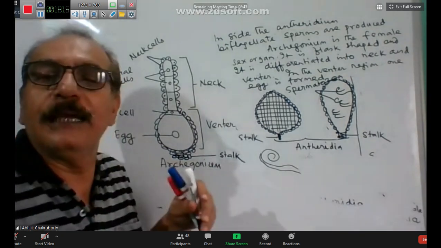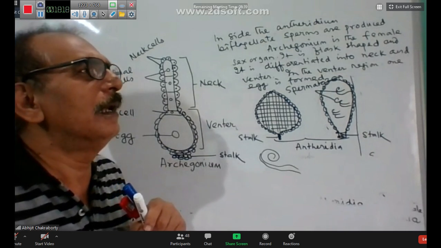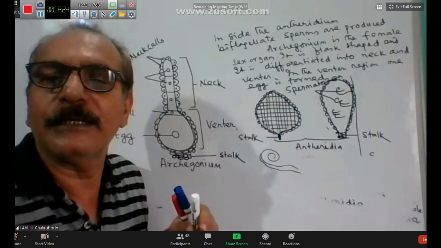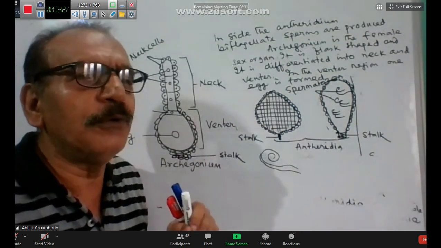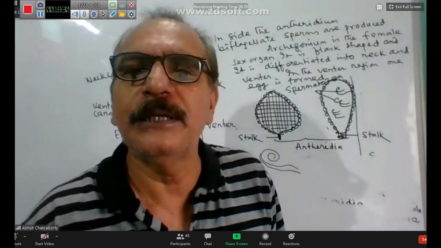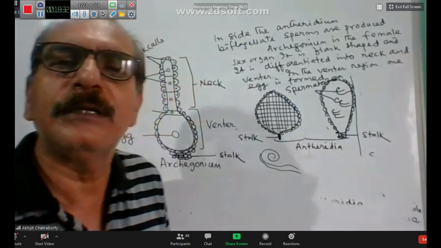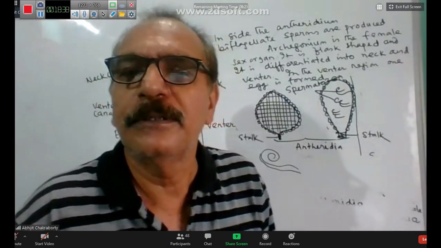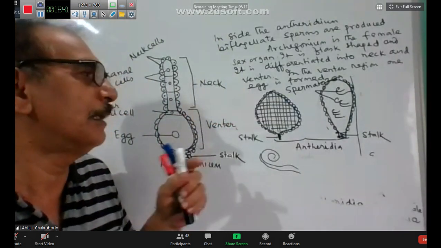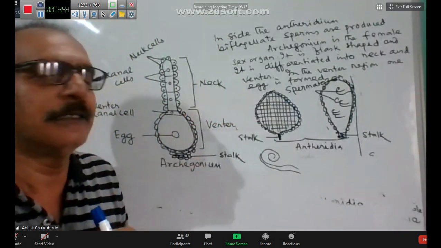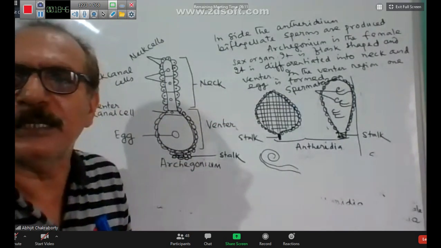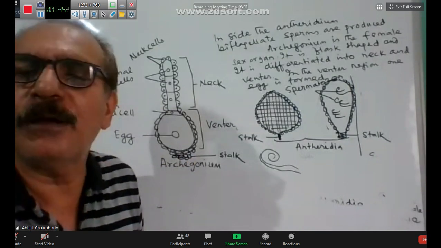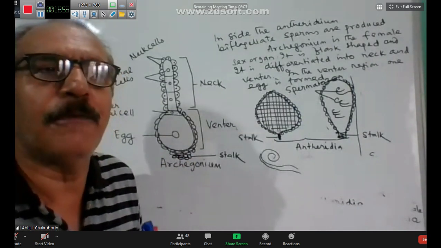What I said here, one thing, is that they require both aquatic and terrestrial environment to complete their life cycle. Remember this. Aquatic environment is required to facilitate fertilization. And for the spore dispersal, what is required? Terrestrial environment is required. Spores cannot be dispersed in bryophytes through water.